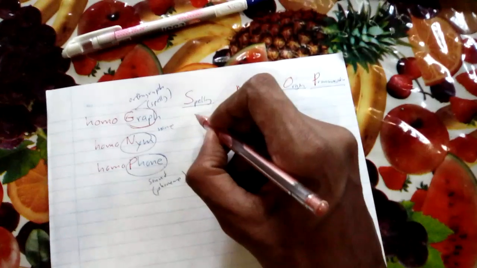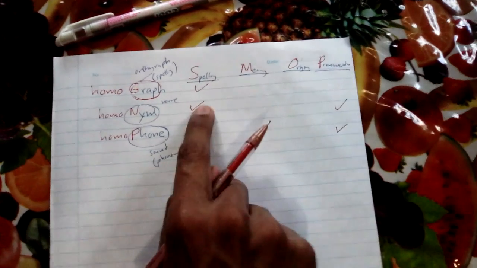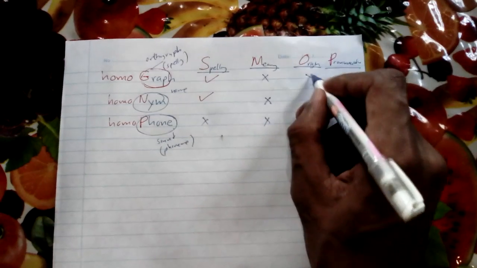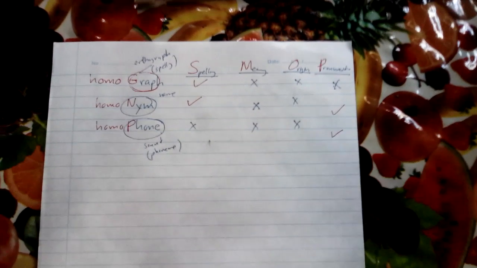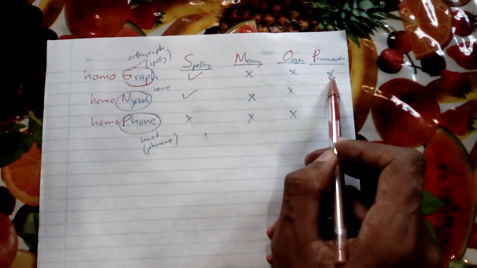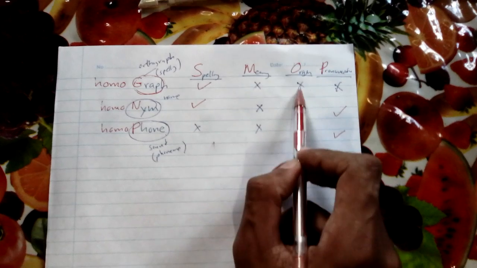Phone means sound. So I'll take my red pen and put two ticks here and two ticks here: two ticks to the leftmost corner and two ticks to the rightmost bottom corner, and where there are no ticks, there will be crosses. So let's begin with homograph. Homograph is a word that is spelled the same but with differences in meaning, origin, and pronunciation.